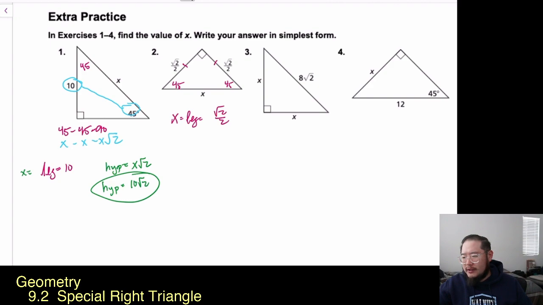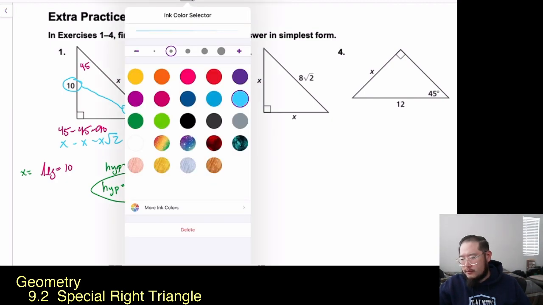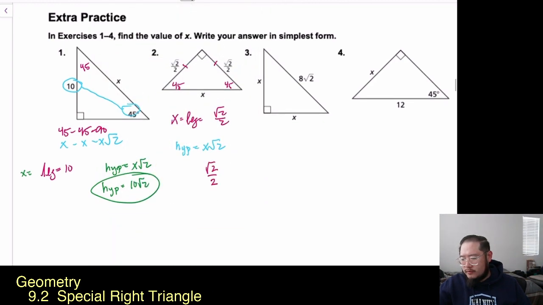So the question now is, well, let's find the hypotenuse. So remember, we have the equation, and the hypotenuse is equal to x rad 2. Well, since they give us the leg, what I'm going to go ahead and do now is take the leg, we'll substitute that in for x, and then figure out our hypotenuse.